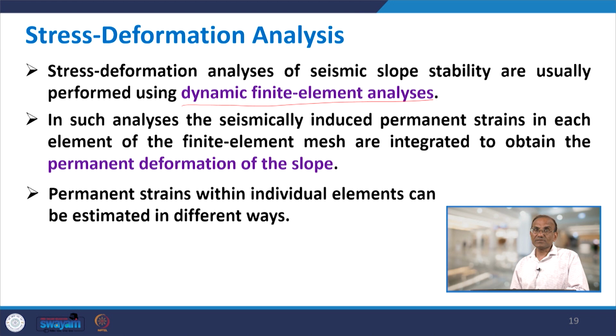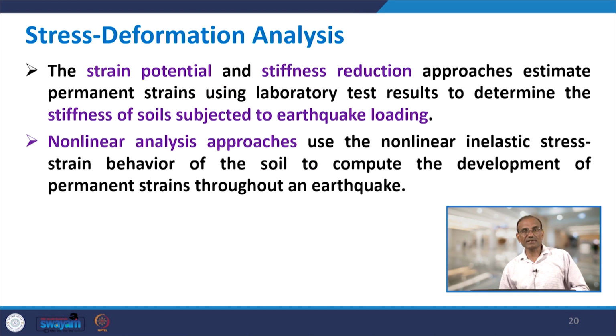Permanent strain within individual elements can be estimated in different ways. That is possible when you carry out the finite element analysis. The strain potential and stiffness reduction approach estimates permanent strains using laboratory test results to determine the stiffness of soils which are subjected to earthquake loading. Nonlinear analysis approaches use the nonlinear inelastic stress-strain behavior of the soil to compute the development of permanent strains throughout an earthquake. So, how has this been done?